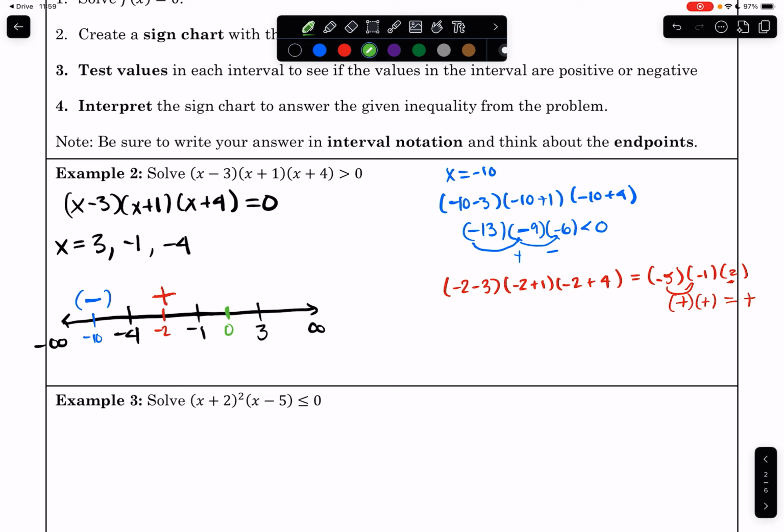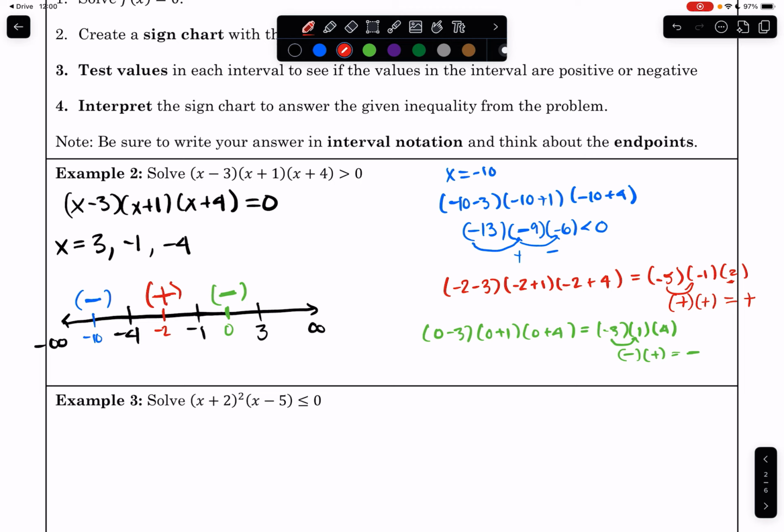So if I pick 0, this would be 0 minus 3, 0 plus 1, and 0 plus 4, which is -3, +1, and +4. Well, multiplying a negative with a positive, that's negative, and multiplying a negative with this +4, that's going to result in a negative number. So that means since this is negative, this portion of the graph is below the x-axis.